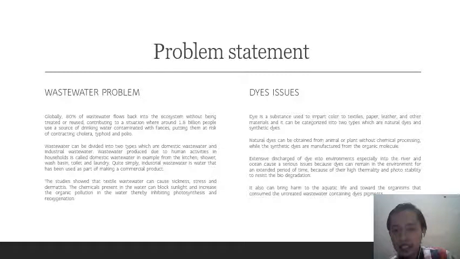Extensive discharge of dye into the environment, especially into rivers and oceans, can cause serious issues because dye can remain in the environment for an extended period of time due to its high thermal stability and photostability, which resist biodegradation. Therefore, it can bring harm to aquatic life and to organisms that consume the untreated wastewater containing the dye pigment.